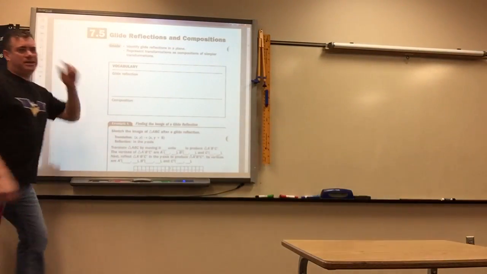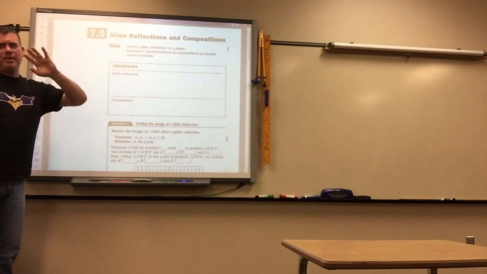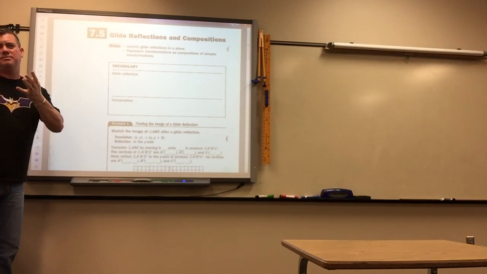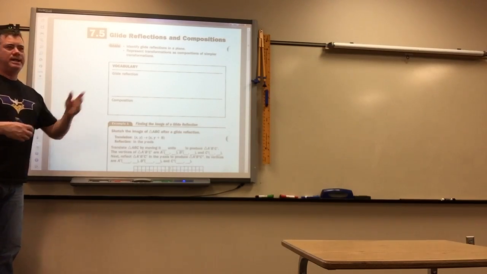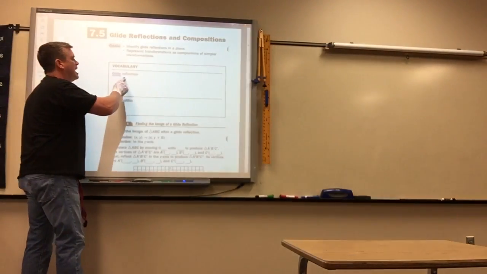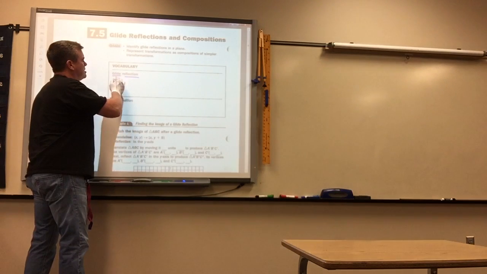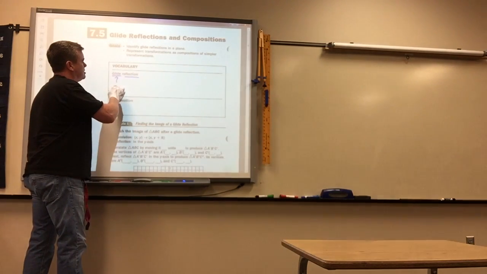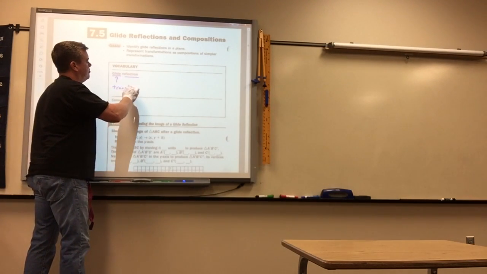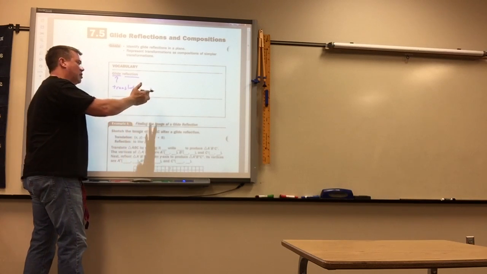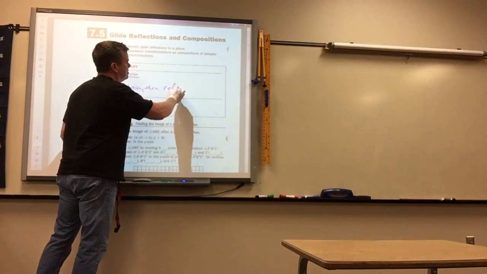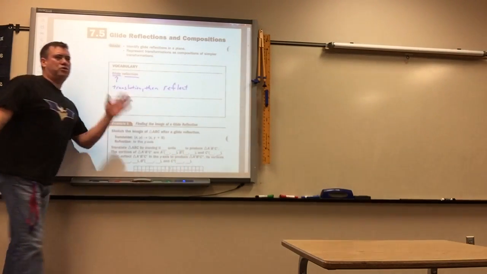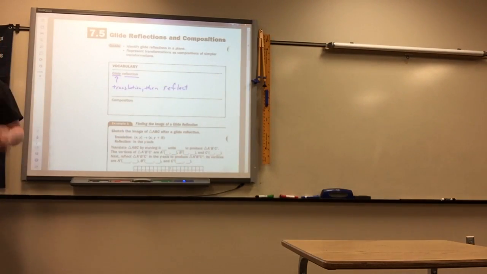A glide reflection is called the fourth transformation. There's translations, reflections, and rotations. But a glide reflection is what it sounds like. It's a translation, which means you slide it or glide it. Then you reflect it. So it's just doing two things when it's a glide reflection.